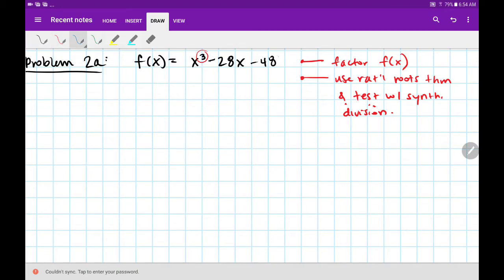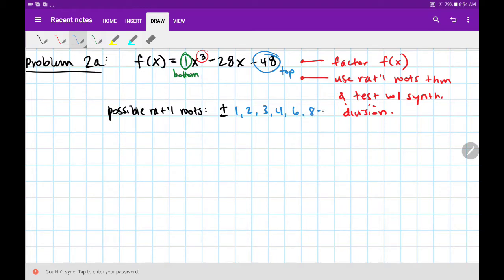I'm going to take all the factors of 48, put those on the top. I'm going to then take all the factors of my leading coefficient, which is 1, put those on the bottom, and this will give me my possible roots to start testing. So possible rational roots are plus or minus. The numbers that go into 48 are, let's see, 1, 2, 3, 4, 6, 8, and so on.